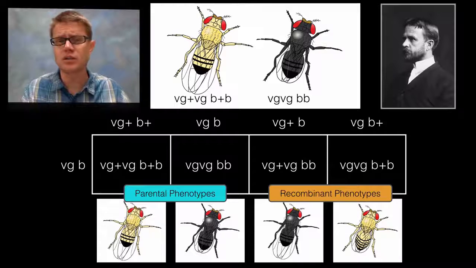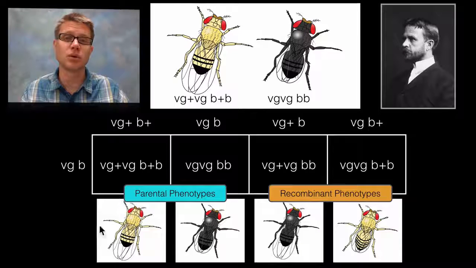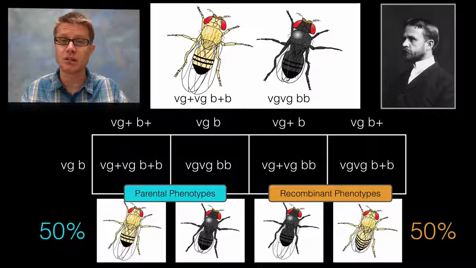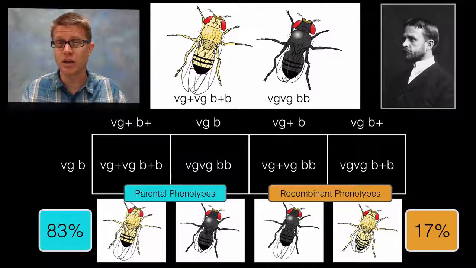But that shouldn't have been confusing to him. If we look at the Punnett square, we have 4 different squares, and so we would expect that 50% are going to be parental and 50% are going to be recombinants. But when he did this cross, what he found is that there were actually 17% recombinants and 83% that were of the parental type. And so was Mendel wrong? Was all of this wrong? No, it's just that the model wasn't good enough.